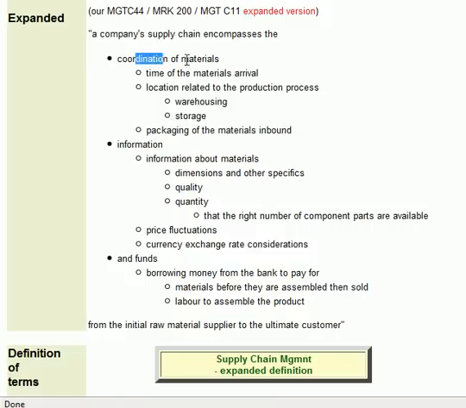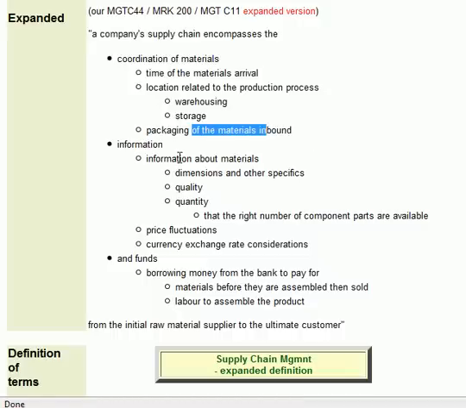When we talk about the coordination of materials, you've got when they arrive, their location, the warehousing and storage. This is important in order to facilitate production in an efficient way. They also have to be packaged if they're delicate, particularly IT components and parts, and depending on the geographic environment and weather extremes in particular areas.